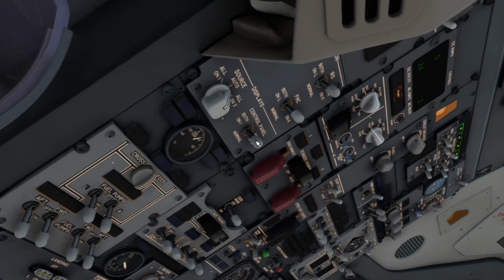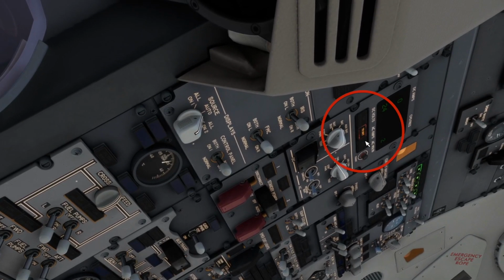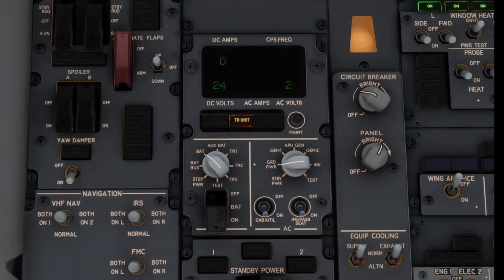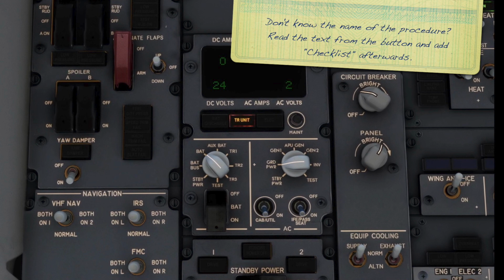The issue is identified on the overhead panel. The light, TR unit, an abbreviation for transformer rectifier unit, is illuminated. The pilot flying therefore asks for the TR unit checklist.